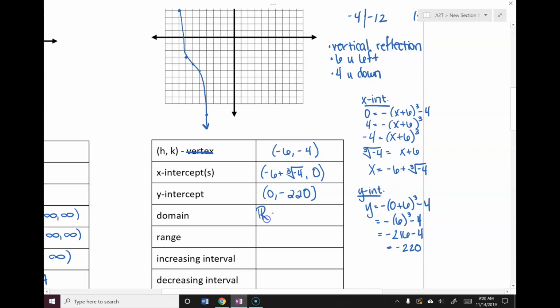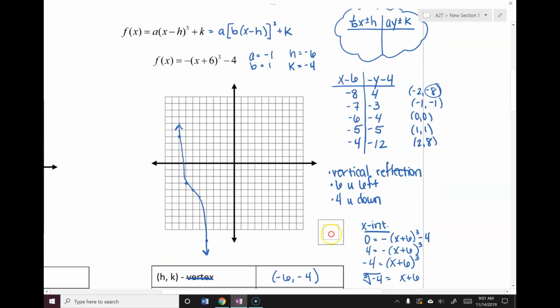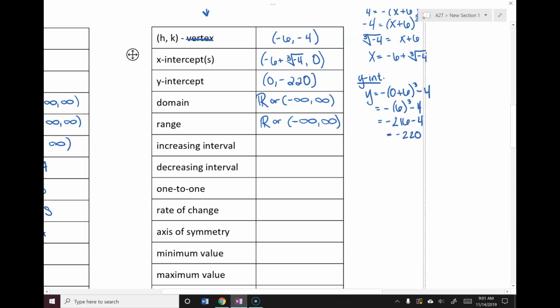Our domain is all real numbers. Because this is the cubic function, there aren't any restrictions on the domain, nor are there any restrictions on the range. It is free-flowing in both directions. Now, because there's a vertical reflection, this is decreasing the whole way. So it decreases from -infinity to +infinity. It is 1 to 1.